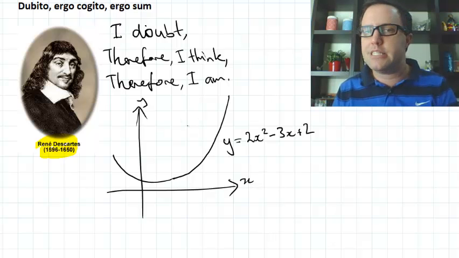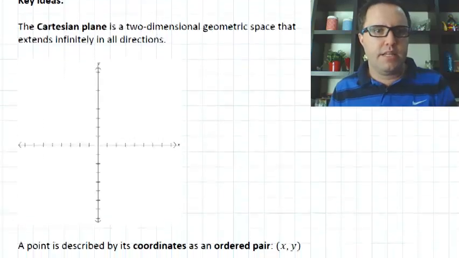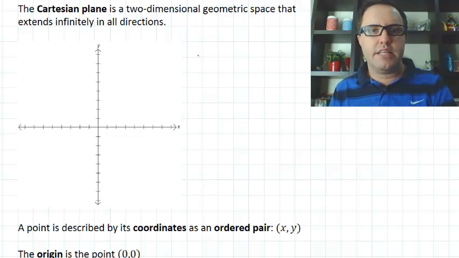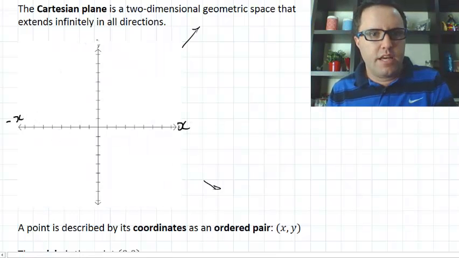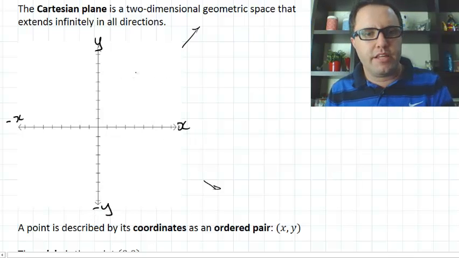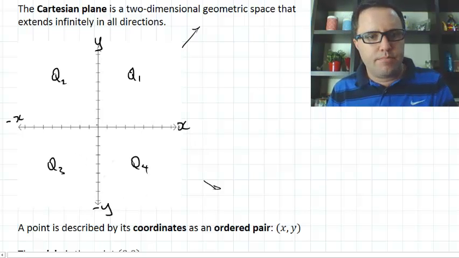Okay, now we're not going to get into that just yet, but that's where this eventually goes. So a couple of key ideas. The Cartesian plane is a two-dimensional piece of geometric space that extends infinitely in all directions, all the way out here and down this way, positively and negatively. We've got an x-axis, so that's positive x, and this side's negative x. And we've got y up here and then negative y down here. We also talk about quadrant 1, quadrant 2, quadrant 3, and quadrant 4. This little piece in here is the origin, at the very center there.